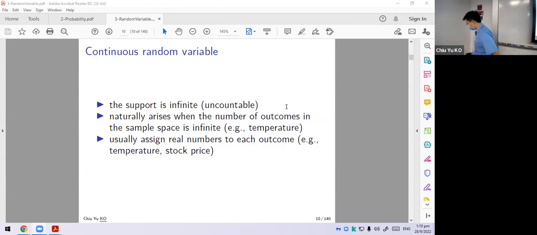Now we talk about continuous random variables. A continuous random variable appears when, if you assign value 1 and value 2, value 1.4 also makes sense. Any value in the middle makes sense, so it's continuous. We actually have a lot of scenarios, especially in business applications.